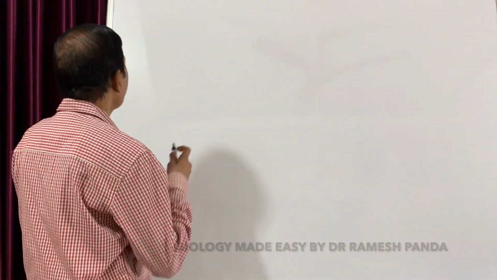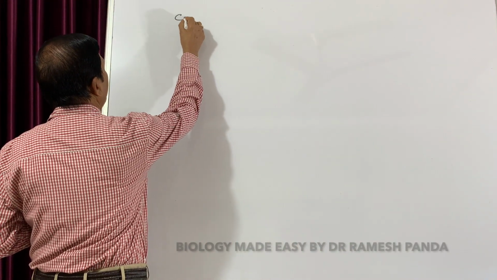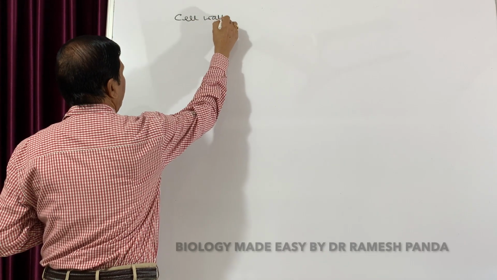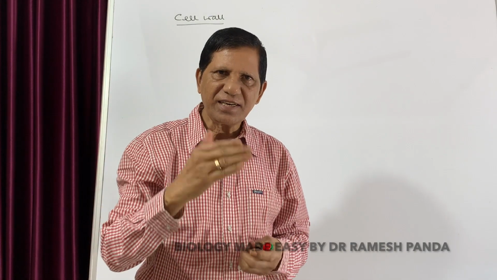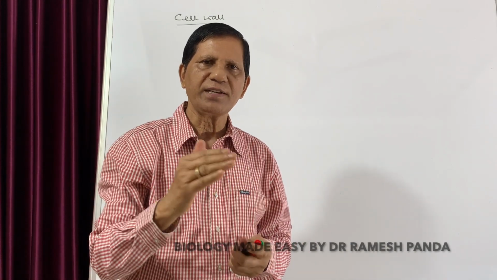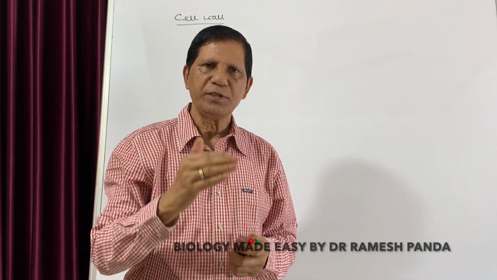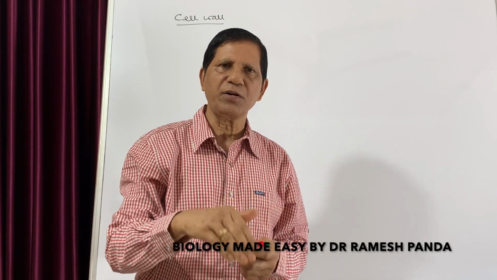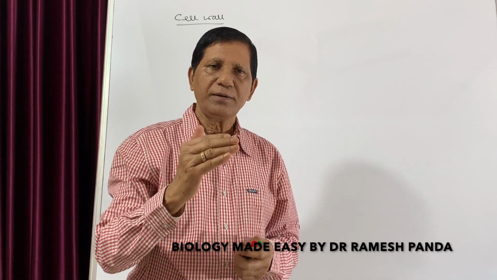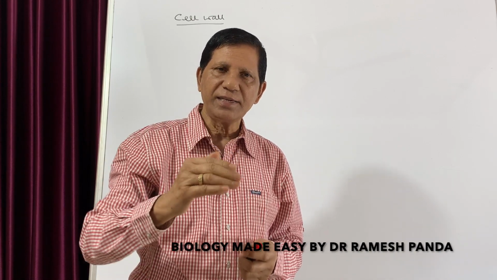Today in this video, we'll discuss the cell wall. Now this cell wall is the basic difference between plant cells and animal cells. That means the cell wall is unique only to plant cells. They are completely absent in case of animals. And a cell is actually surrounded by certain cell walls.